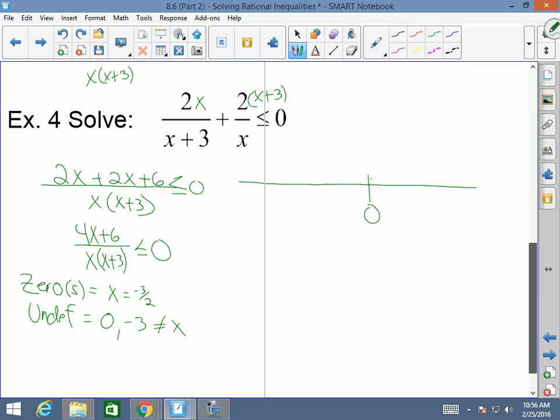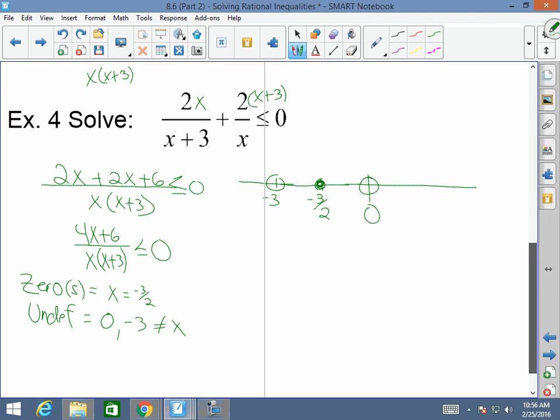So I have an open circle on 0. It cannot equal 0. I have an open circle on negative 3. It cannot equal negative 3. I should have split this up a little bit further. Hold on. Let's do this over here, the negative 3 open circle. And then I have a closed circle on negative 3/2.